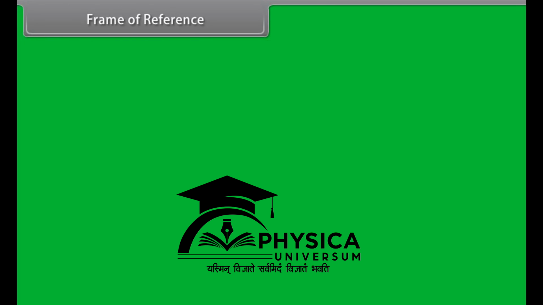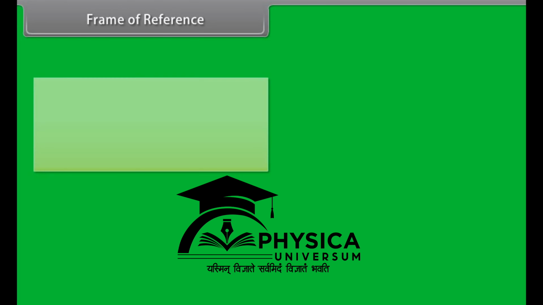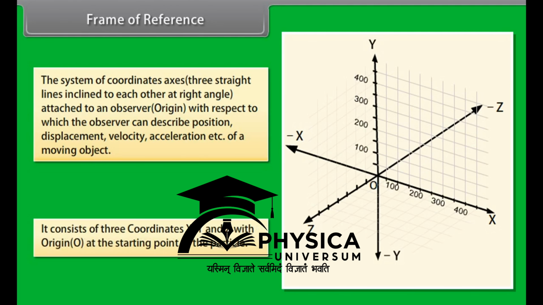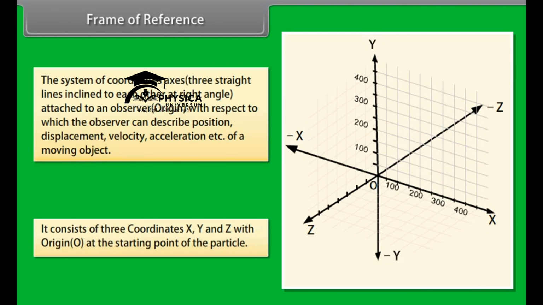Frame of reference. The system of coordinate axes, 3 straight lines inclined to each other at right angles, attached to an observer, origin, with respect to which the observer can describe position, displacement, velocity, acceleration, etc. of a moving object. It consists of 3 coordinates, x, y, and z with origin O at the starting point of the particle.